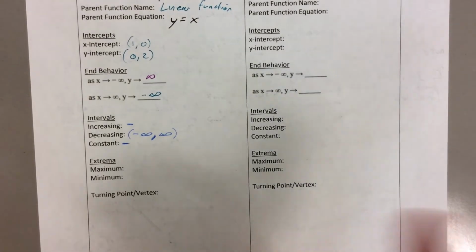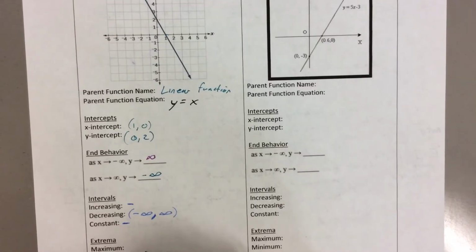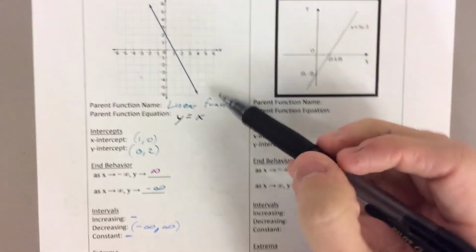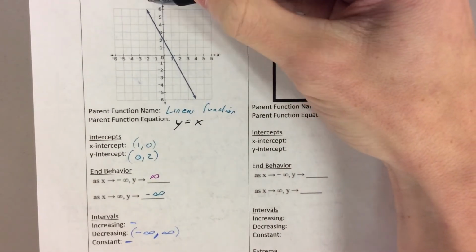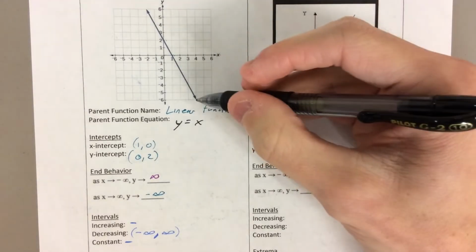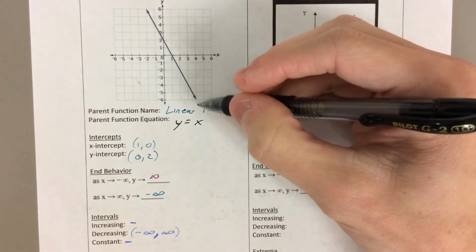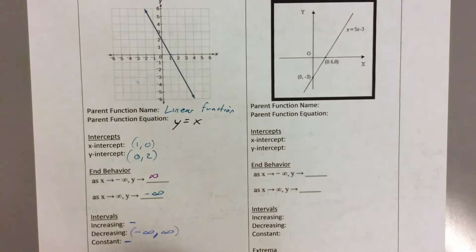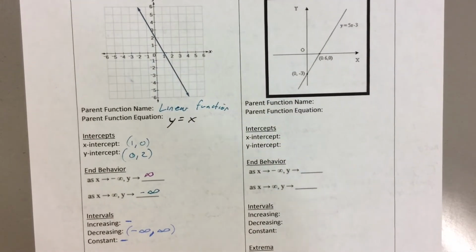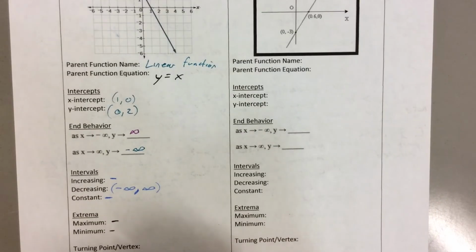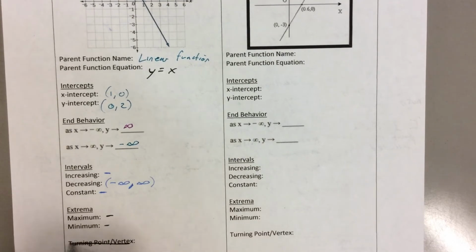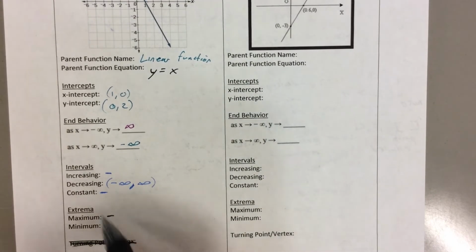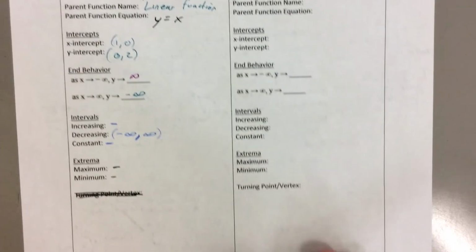So extrema, we got maximum and minimum. Do we have a maximum? These are pointed arrows, so it's going to go on forever. So we don't have a maximum. We got pointed arrows here, so it's going to go on forever. We don't have a minimum, so nope. Let's just go ahead and cross that out. We don't have a vertex because we don't have a highest point.